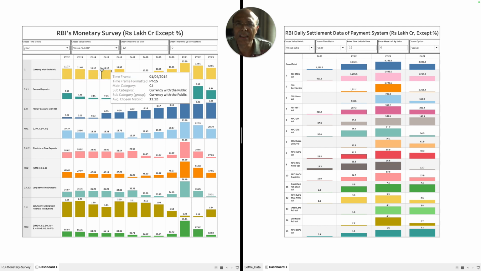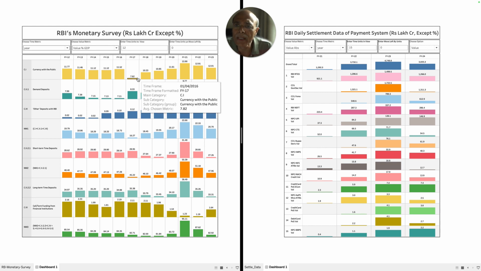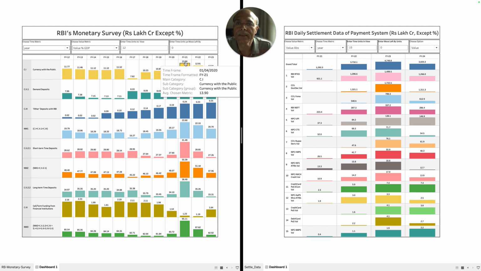Means within roughly around 11.5 to 11.7, something within that range. Then it's quite natural that at the time of demonetization, the amount of cash in the system got reduced to 7.8% of the total nominal GDP, which is the current GDP. Then slowly the number rose. FY18, the number became 10.23%, then 10.85%, then 11.61%, then 13.9%, then in FY22, it became 12.91%.